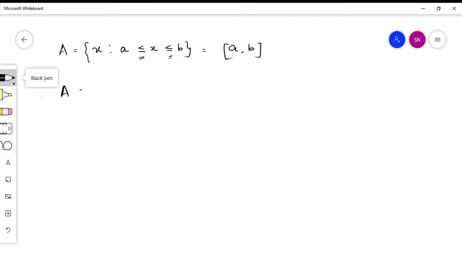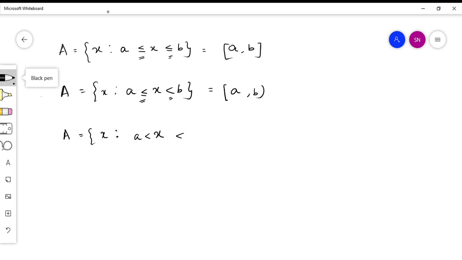Next I come to another example. Set A is equal to the set of all x such that x belongs to the interval, A less than or equal to x less than B. So in this case, what will I get? A should be included, and B should be excluded, because B has a less than symbol, A has a less than or equal to symbol. Next condition, I have set of all x such that A less than x less than or equal to B.